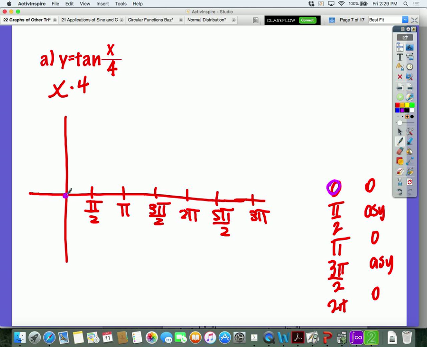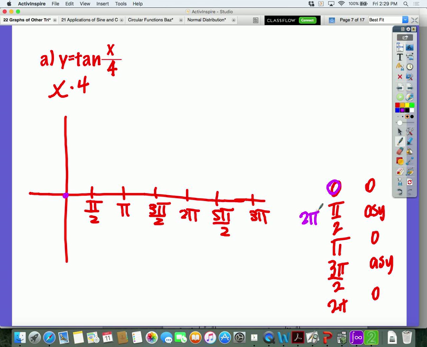But I'm no longer going to have an asymptote at pi over 2. It's going to be at 2 pi, because I have to multiply all of my x's by 4. So it's getting stretched out. Everything moves. The smaller the number is after the tangent, the less asymptotes you're going to have? No, you're still going to have the same number of asymptotes, they're just going to be more spread out, because the entire graph is getting horizontally stretched by a factor of 4.